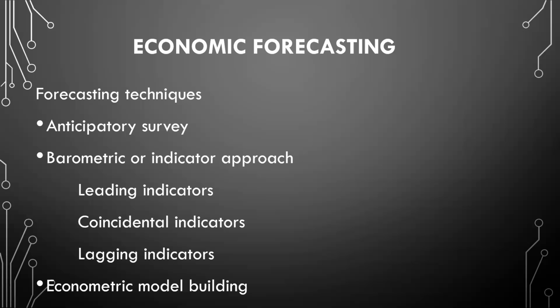The fourth method is econometric model building. Under econometric model building, mathematical and statistical techniques are used to study the relation between a dependent and independent variable. So if a certain variable is changing, then what are the factors that led to its change? These are studied and these are represented using mathematical formulas and statistical tools. So this is known as econometric model building. These are techniques used under economic forecasting.